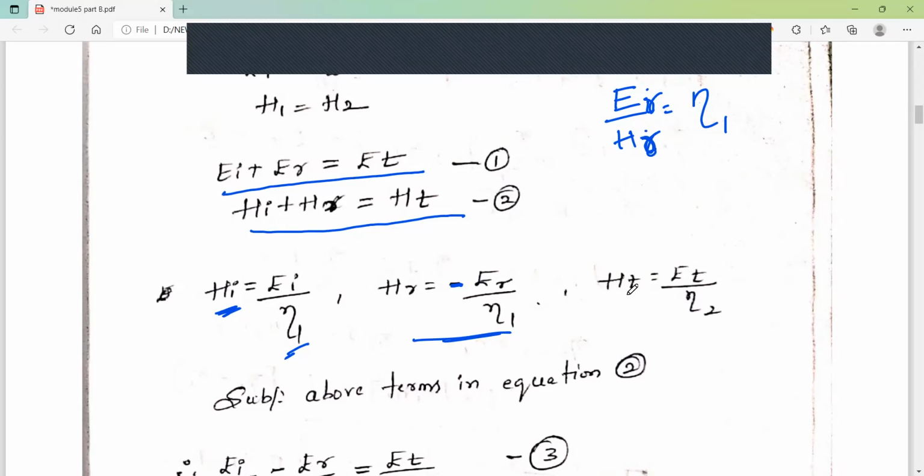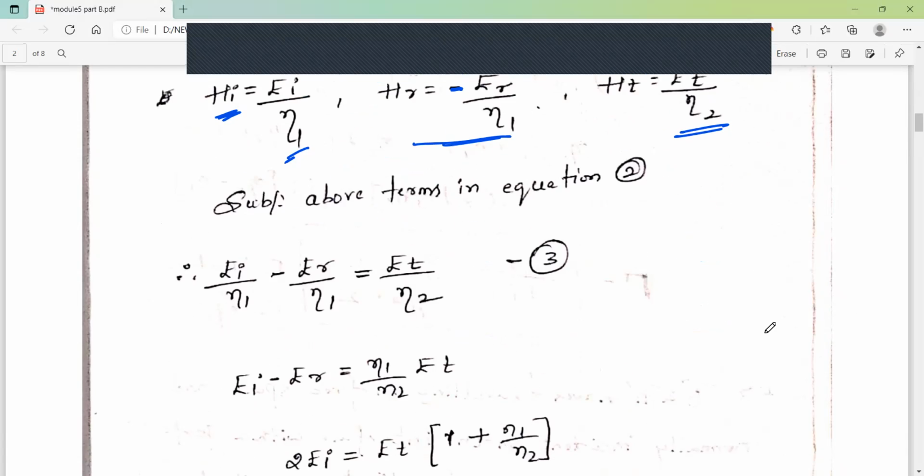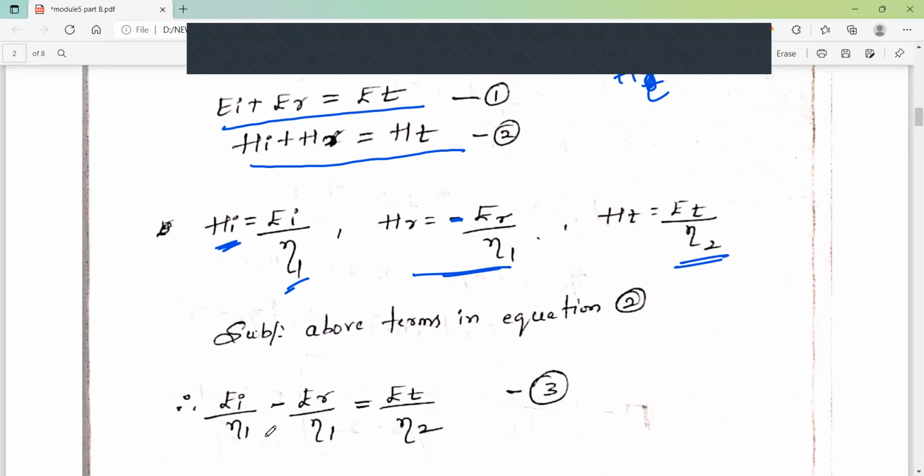Now again, for the transmitted wave, you can see the transmitted wave is only in medium 2. So there it will have eta 2. This is E transmitted, this is H transmitted. So H transmitted is nothing but E transmitted by eta 2. Now the values of HI, HR and HT that we got, if we put them in equation number 2, equation number 2 gets transformed into EI by eta 1 minus ER by eta 1 equal to ET by eta 2. That is when we put these values in equation number 2.